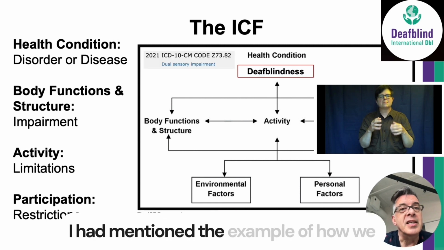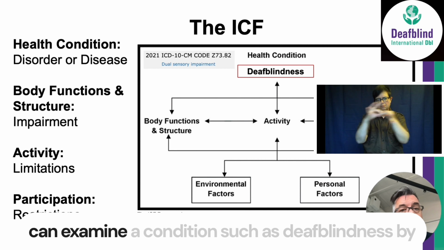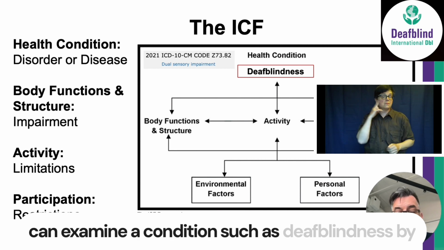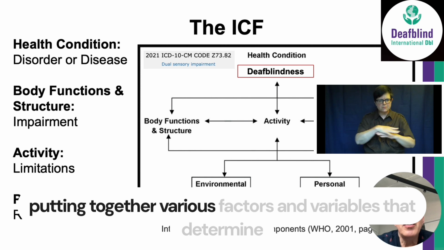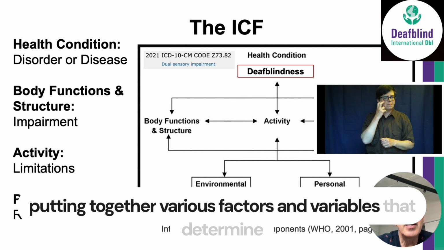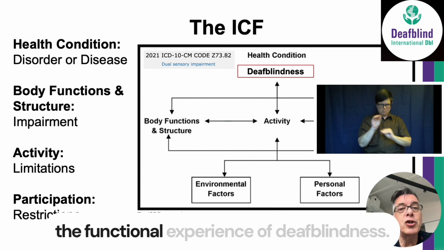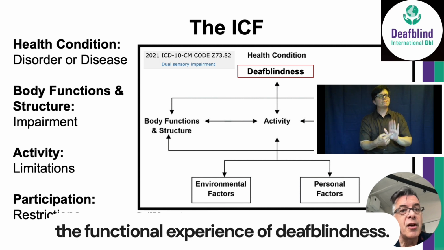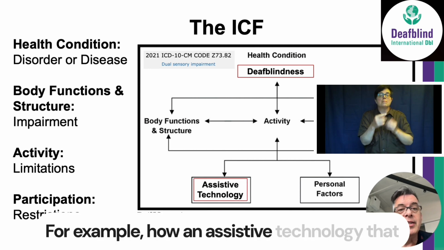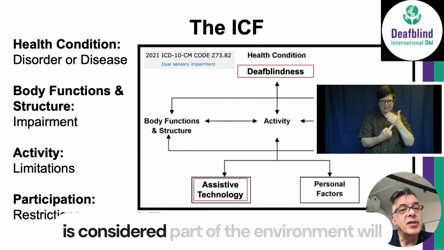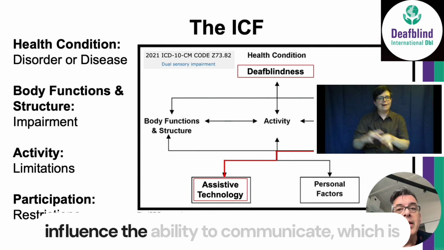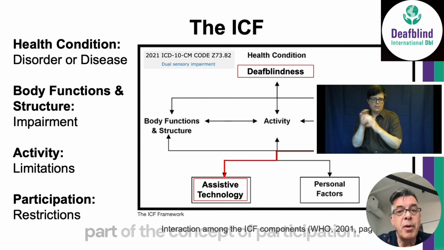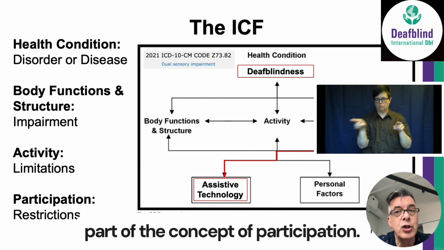I had mentioned the example of how we can examine a condition such as deafblindness by putting together various factors and variables that determine the functional experience of deafblindness. For example, how an assistive technology that is considered part of the environment will influence the ability to communicate, which is part of the concept of participation.